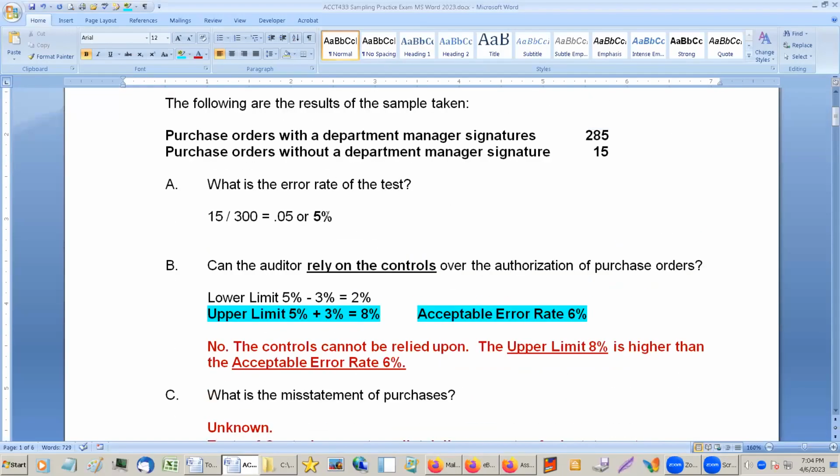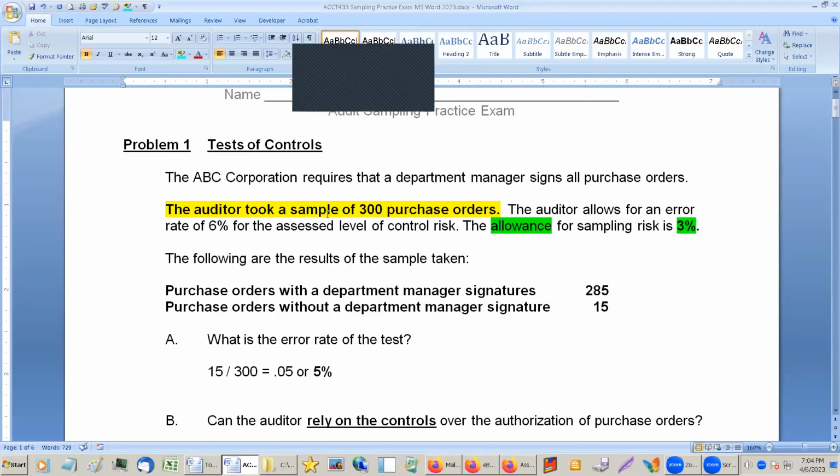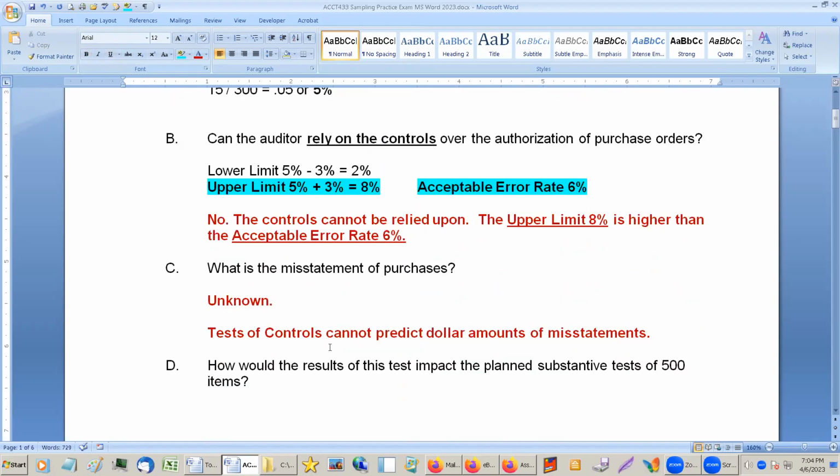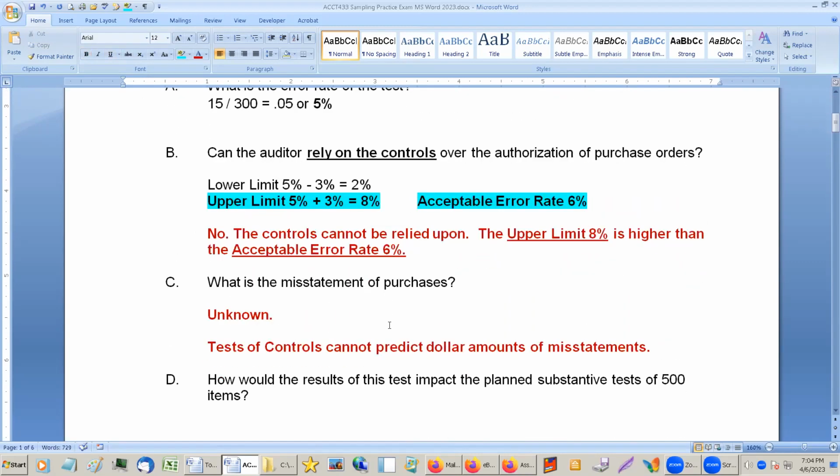So suppose, what were we doing here, anyways? Testing for a requirement that a department manager signs all the purchase orders. So if there's purchase orders that weren't signed, does that mean the financial statements are misstated? No. It means the controls aren't there. You can't rely on the controls, but it doesn't mean necessarily that they're misstated.